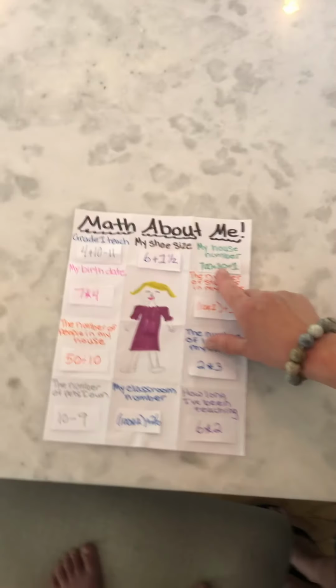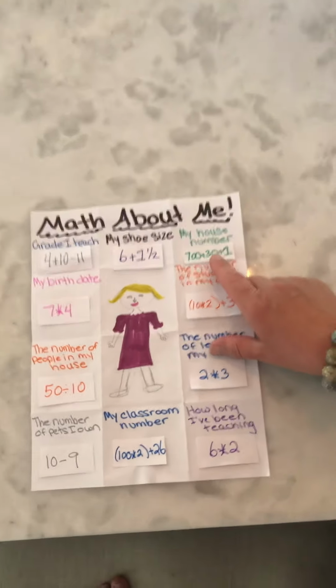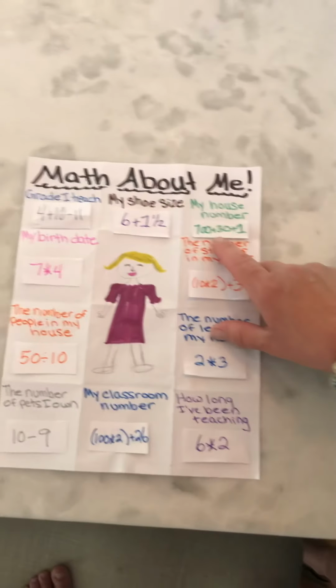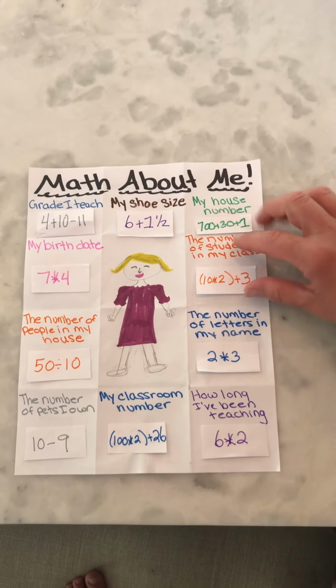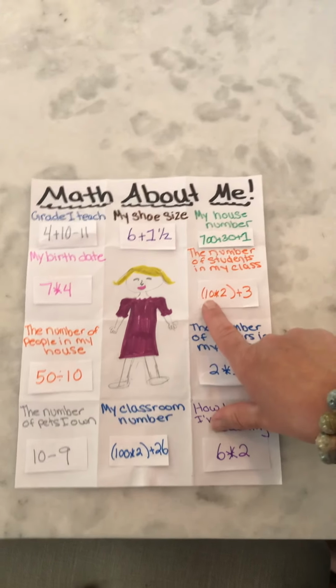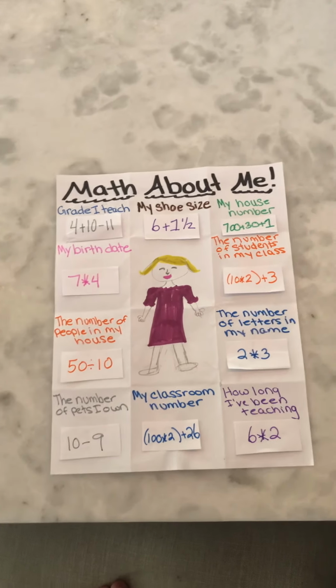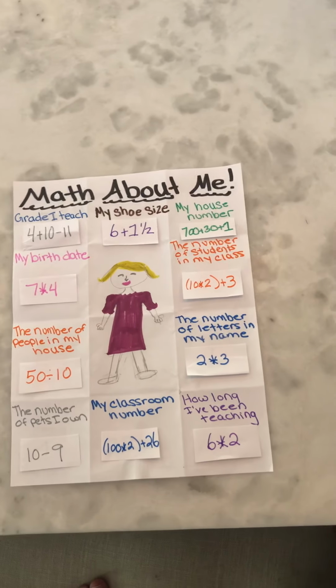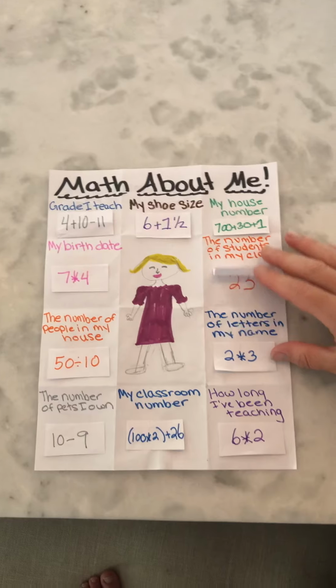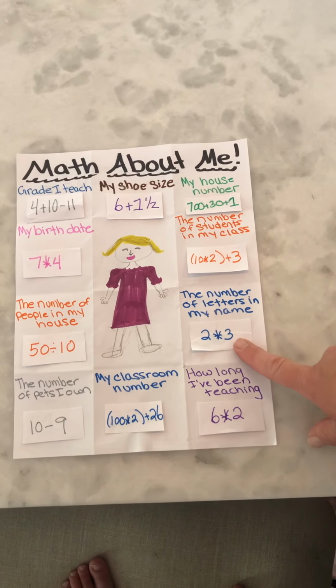My house number, I decided to use expanded form. So I did 700 plus 30 plus 1 to get my house number. Number of students in my class, I used my order of operations. So I used my parentheses, and I did 10 times 2 plus 3 to get how many kids are in our class. I also did the letters of my name and chose to do multiplication.